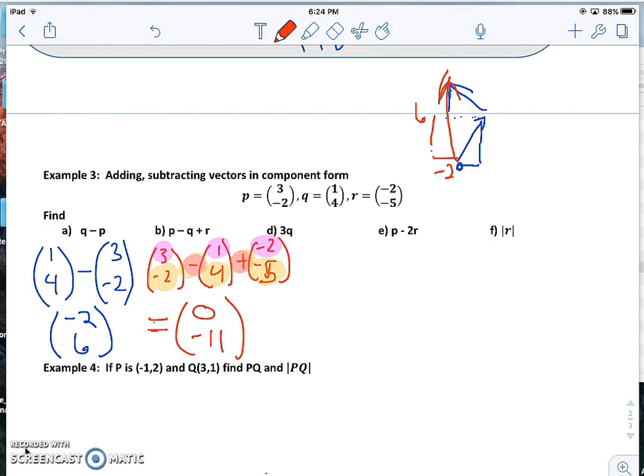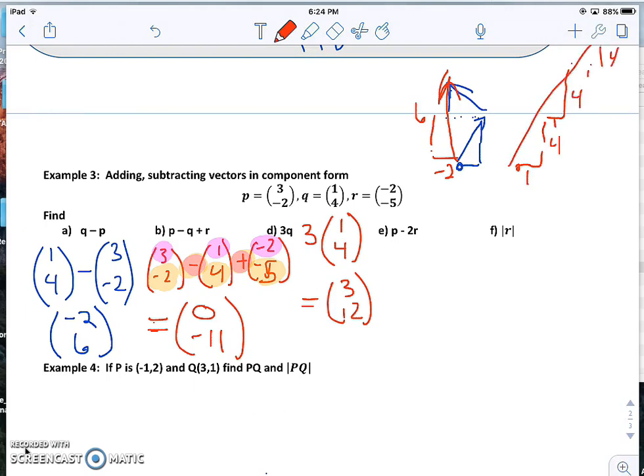When you're multiplying by 3, we call this multiplying by a scalar, you just multiply both the x and y by that. So we have 3, 12. It's basically saying we have 3 vectors of 1, 4, so over 1, up 4, over 1, up 4, over 1, up 4. What is that vector? Well, we really are going over 3 and up 12.